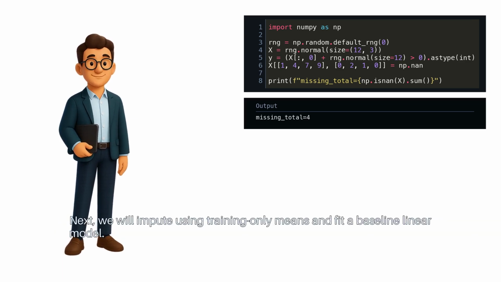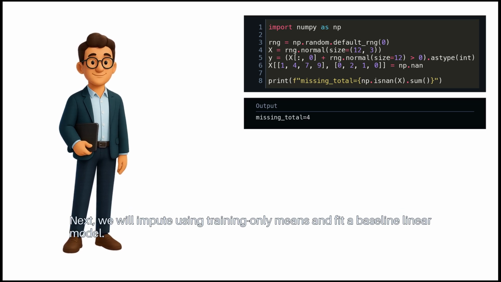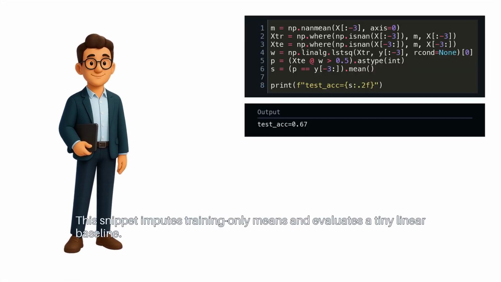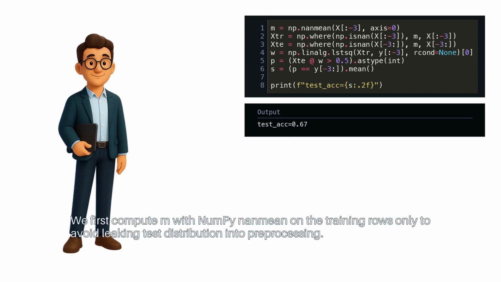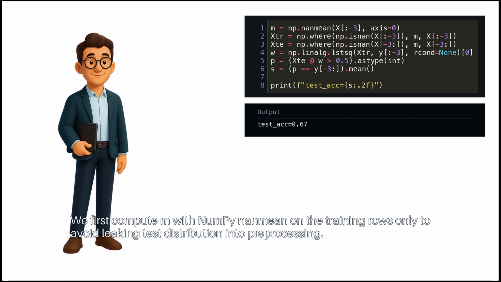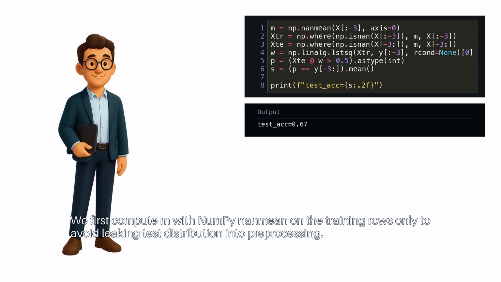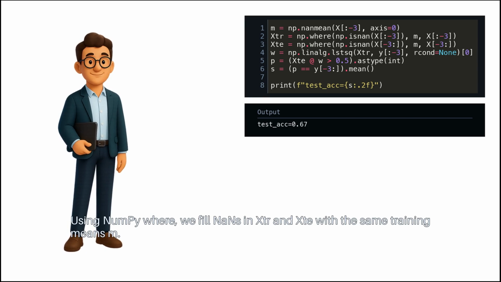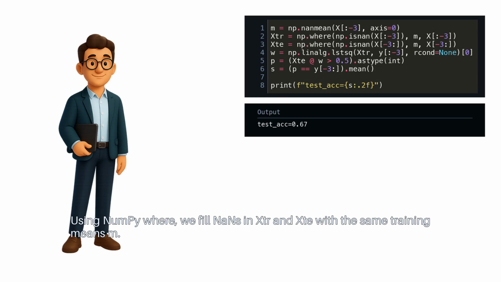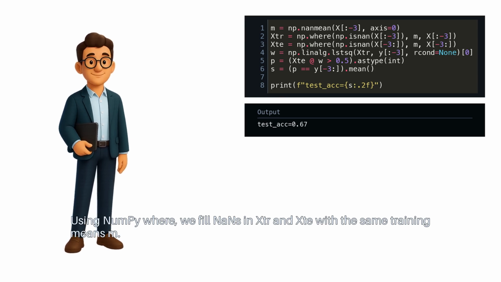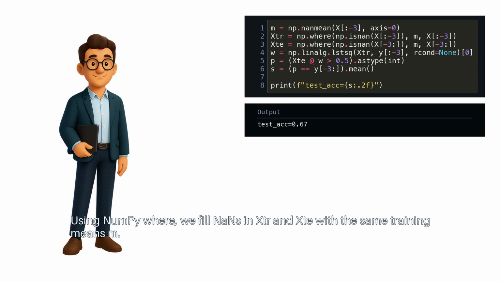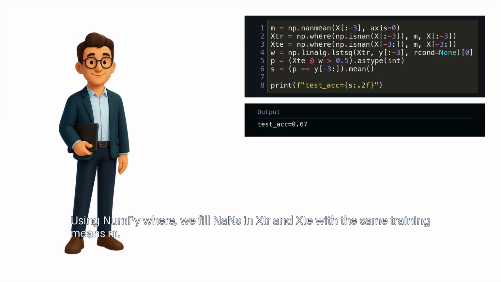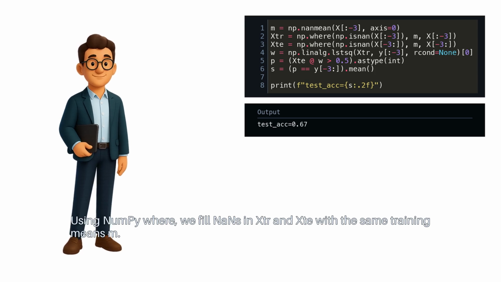Next, we will impute using training-only means and fit a baseline linear model. This snippet imputes training-only means and evaluates a tiny linear baseline. We first compute M with NumPy nanmean on the training rows only, to avoid leaking test distribution into pre-processing. Using NumPy where, we fill NaNs in XTR and XTE with the same training means.